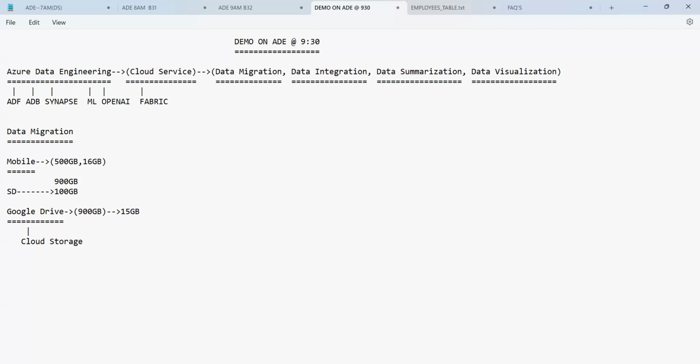In the same way, the data which you store in your mobile phone is called on-premises storage. On-premises storage, guys, everyone. That means the data we store onto the on-premises system.